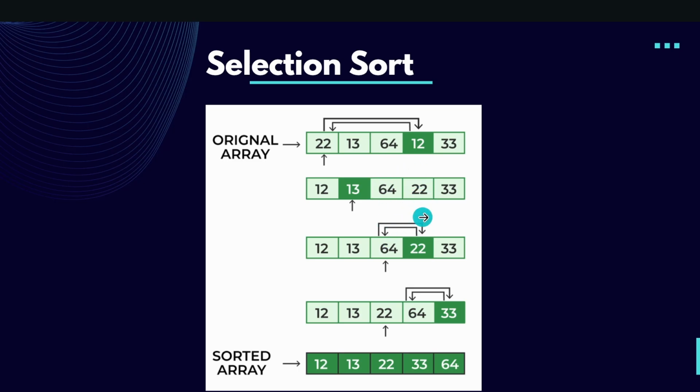So I hope this makes some sense. After swapping these two elements, up to here, this is the sorted array. Now in 64, 33, what is the smallest element? That is 33. So swap this 33 with the element after 22. So this whole will give you the sorted array. So I hope this makes sense of selection sort.